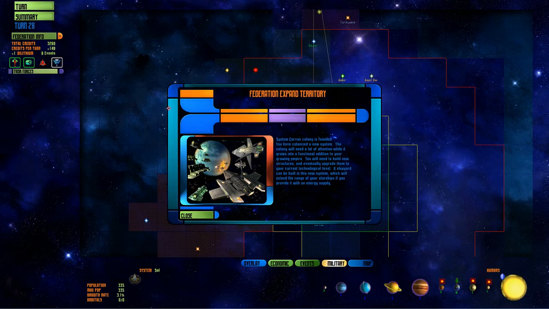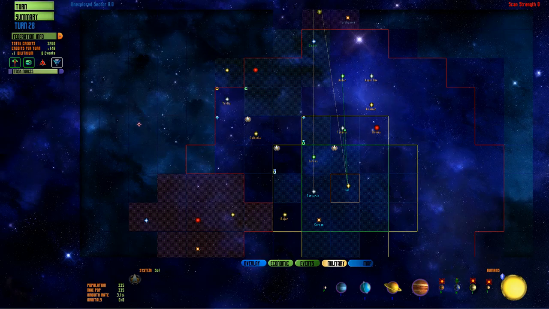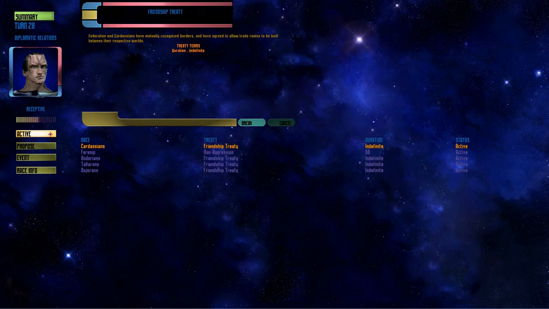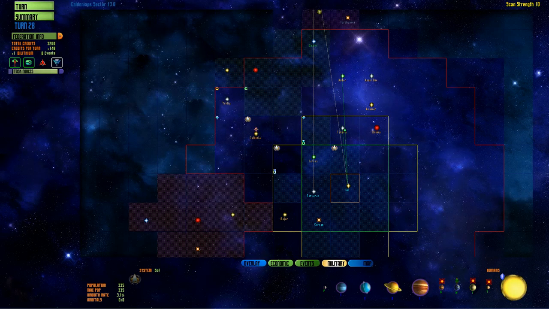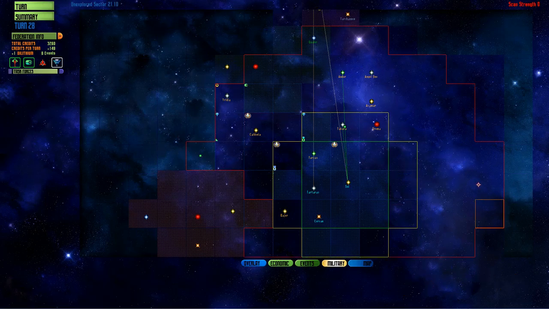This system is now Federation territory. Okay, we have a new system. Diplomatic messages have been received. These guys want non-aggression. Do we accept? Treaty will be accepted. Let's move this guy over here so we can scout out this side a little bit. I think that's the end over there. So if we can control this border and we can find a system over here, then we can expand over here. Maybe. So let's go and build up.